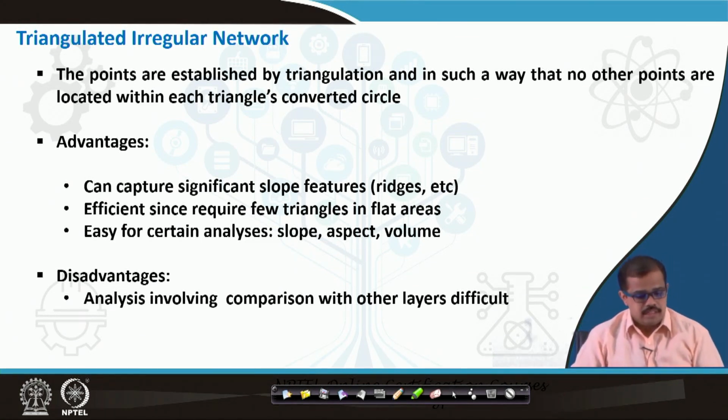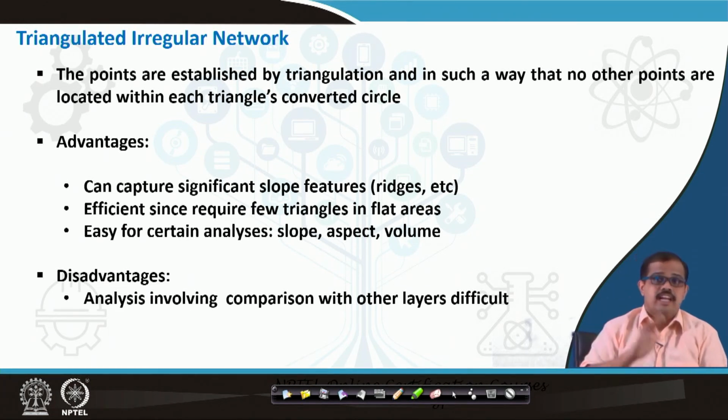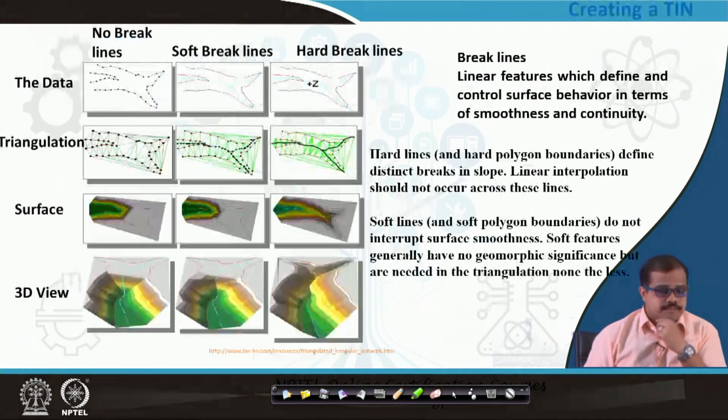So, I have already said what the different advantages are, and the only disadvantage that we find in Delaunay triangulation is that analysis involving comparison with other layers is extremely difficult. That makes it really difficult when we are trying to analyze layer-by-layer issues that have to be seen in the entire database. Otherwise, it is an excellent method of obtaining a TIN model, and the TIN model is considered one of the efficient models available in industry today.